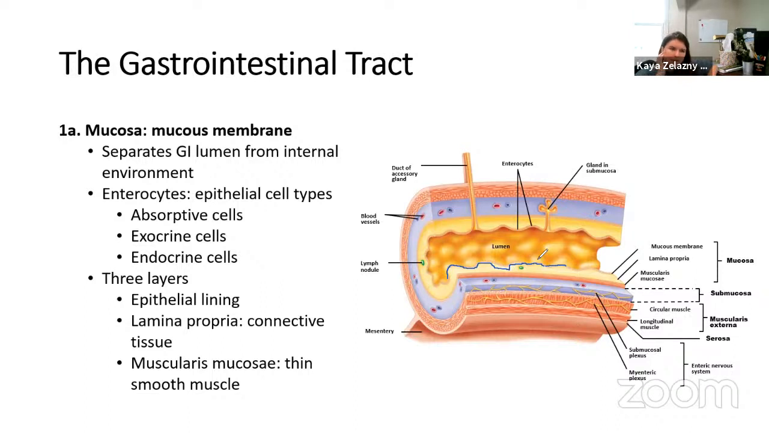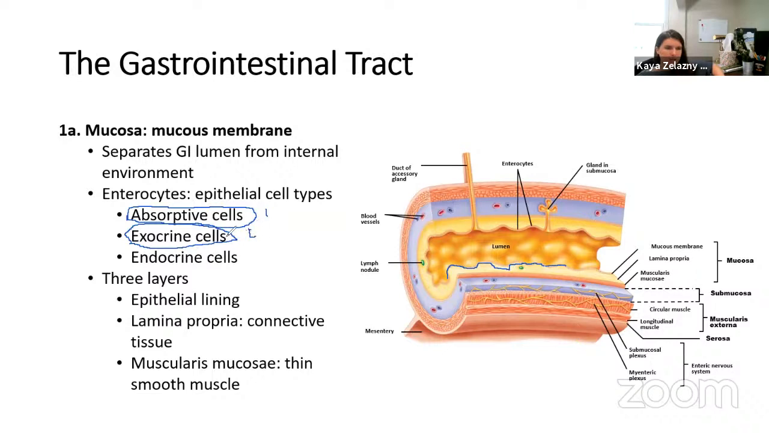They're epithelial cells, and they come in basically 3 types. They have 3 kinds of specializations. First, our absorptive cells. Absorptive cells are going to be specialized for helping us absorb nutrients from the contents of the GI tract, so from the luminal contents. Then we're going to have exocrine cells that are going to secrete products into the GI tract.